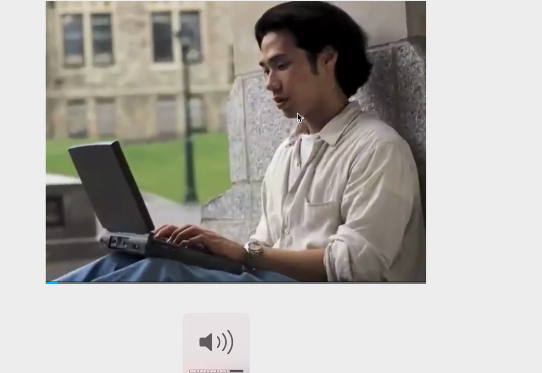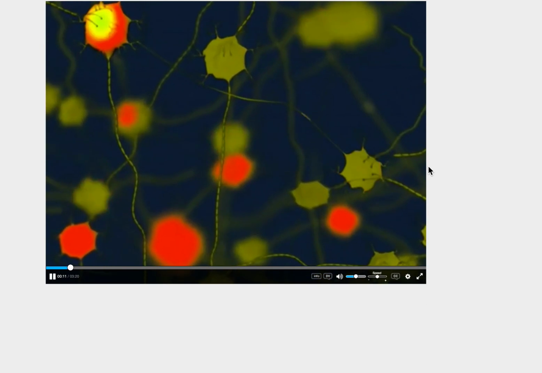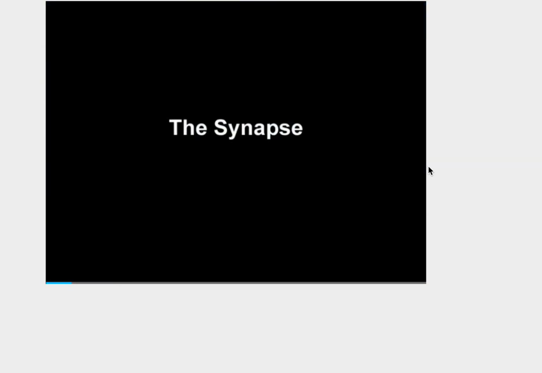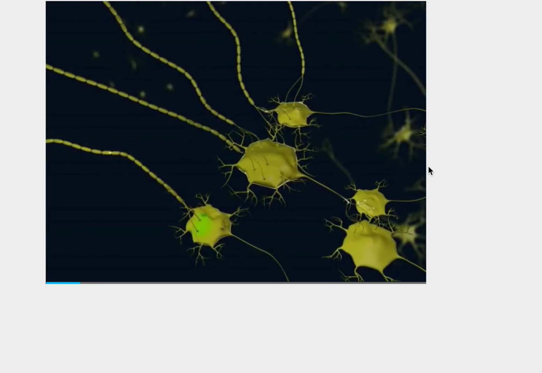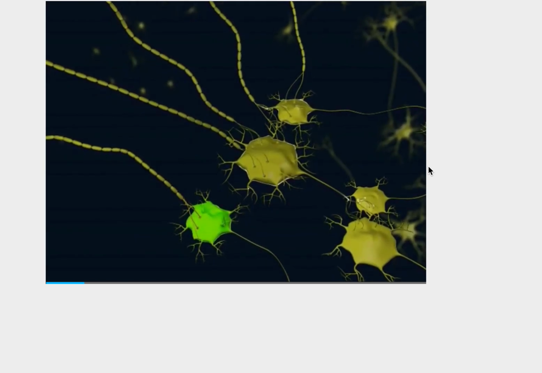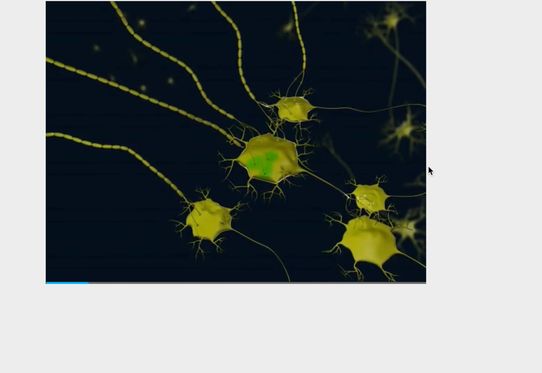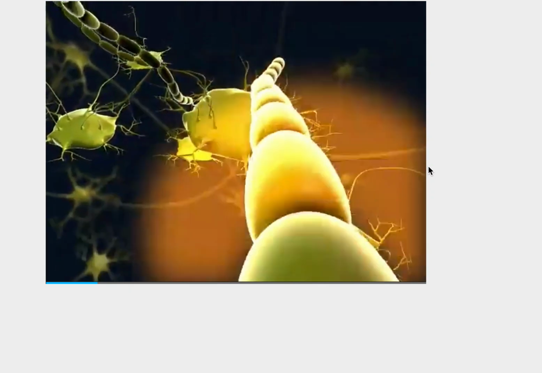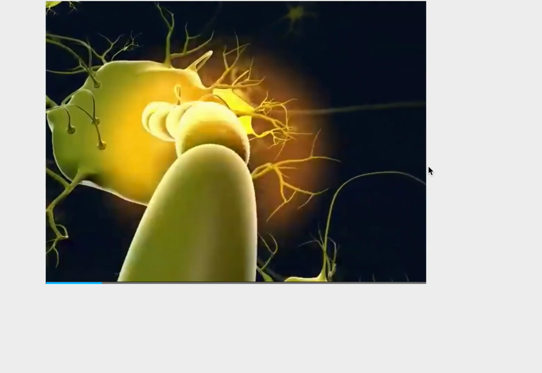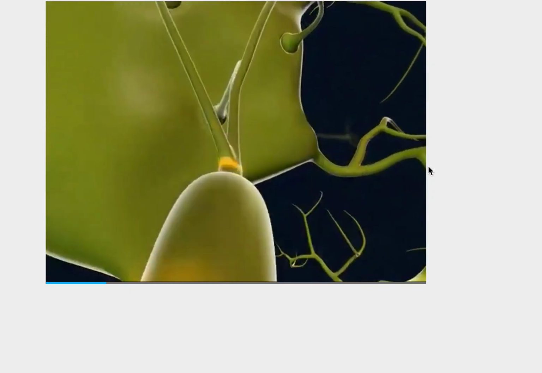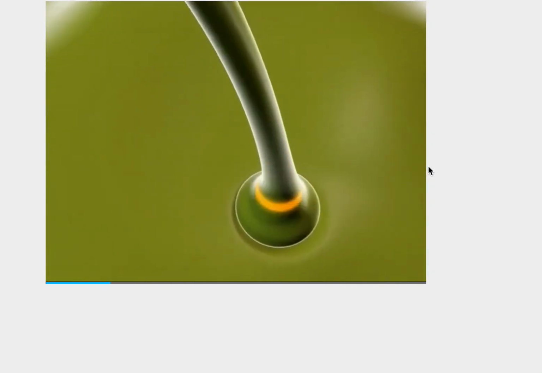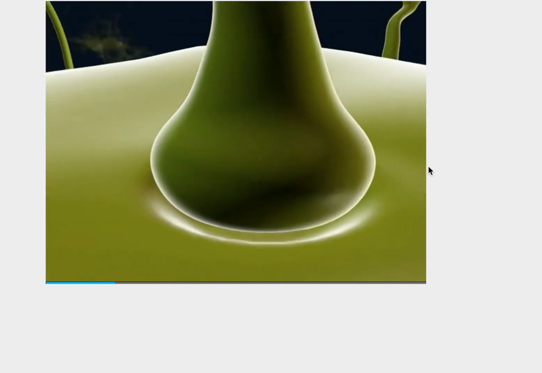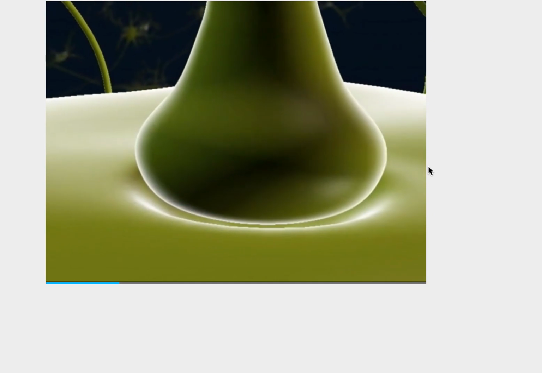Our brains are constantly processing information, which requires communication between billions of nerve cells. Signals are passed from a sending neuron to a receiving neuron at a junction called a synapse. An action potential in the sending neuron travels down the axon until it reaches a synaptic terminal. The narrow gap between the synaptic terminal and the receiving neuron is called the synaptic cleft.